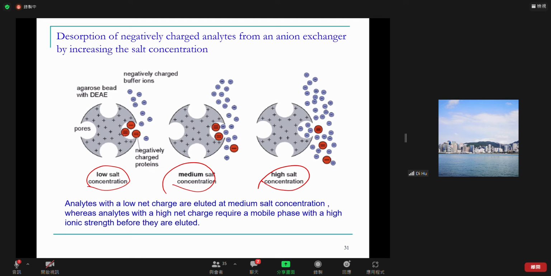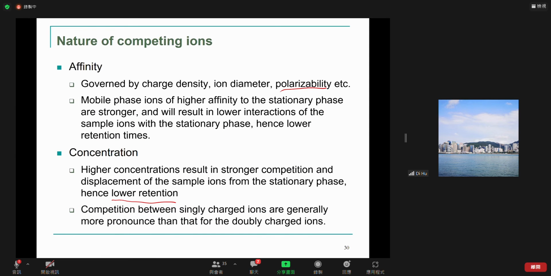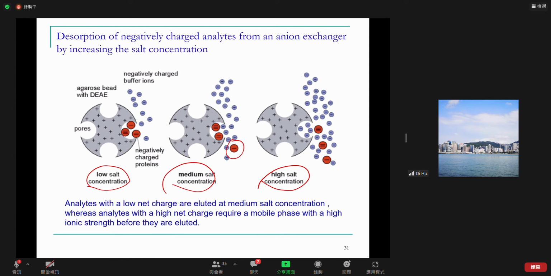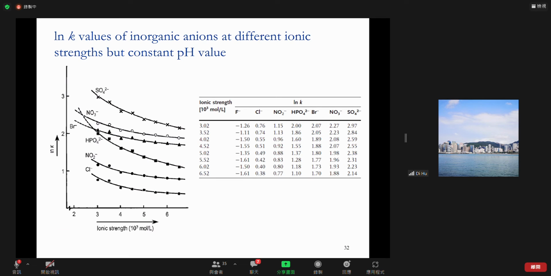Analytes with low net charge are eluted at medium salt concentration, whereas analytes with high net charge require a mobile phase with higher ionic strength for elution. That means if you increase the ionic strength, the concentration of the competing ion, that increases the elution power of the mobile phase as well. And this is something you can see here.